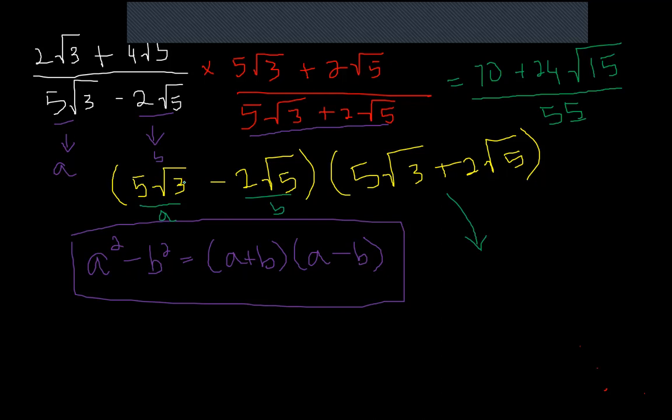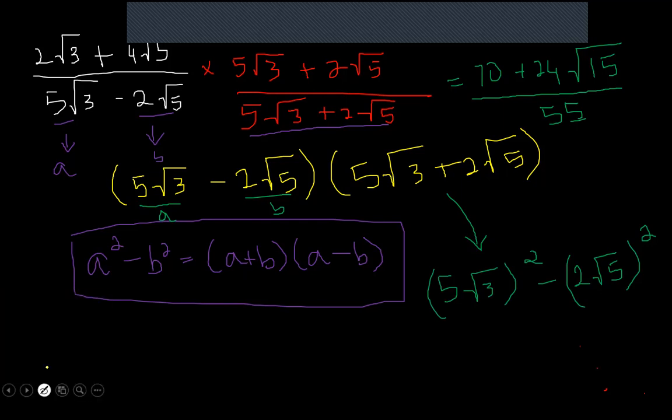So 5 root 3 squared minus my b squared. B in this case is 2 root 5. So I have 2 root 5 squared. But we don't just leave it like this. Why? We could simplify this even further. Remember, the whole purpose of this rationalizing is to get rid of this. I do not want the square root. I need to get rid of it. So we know that we could simplify further.